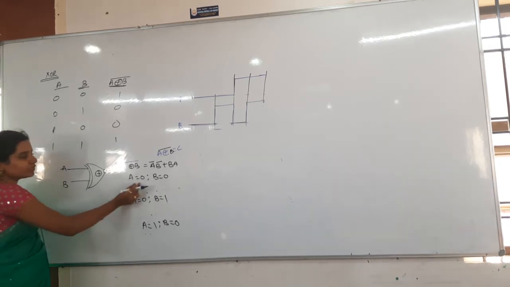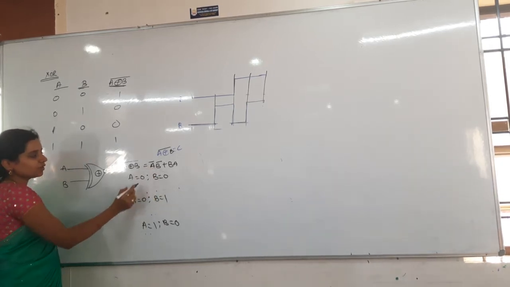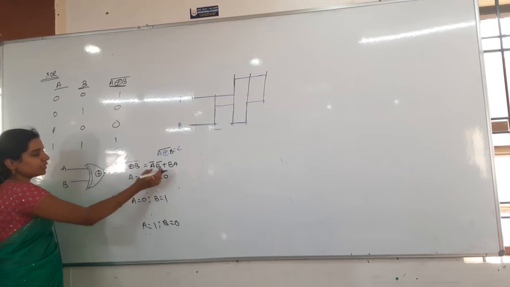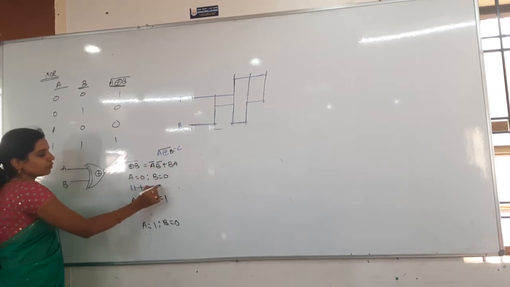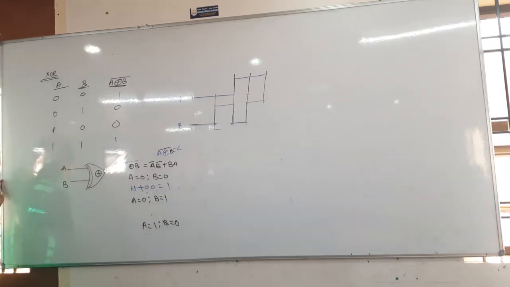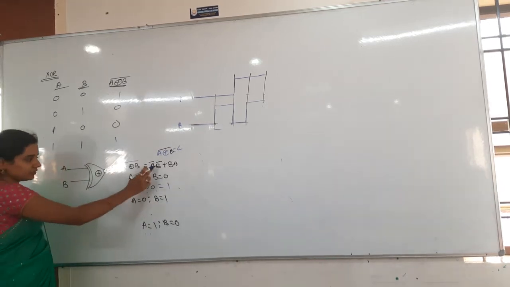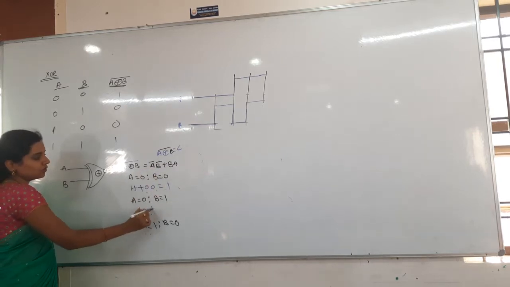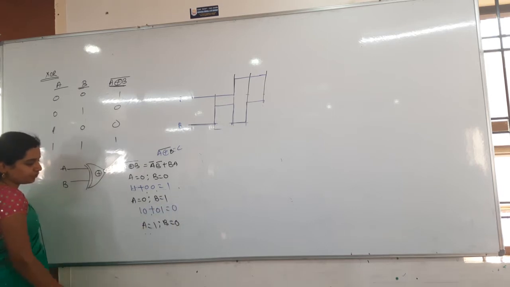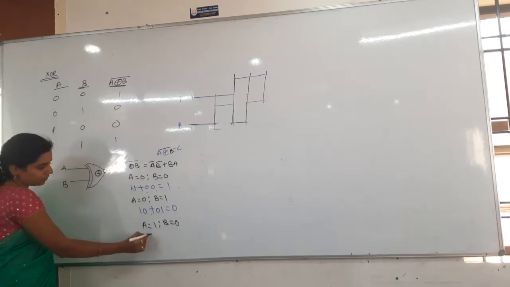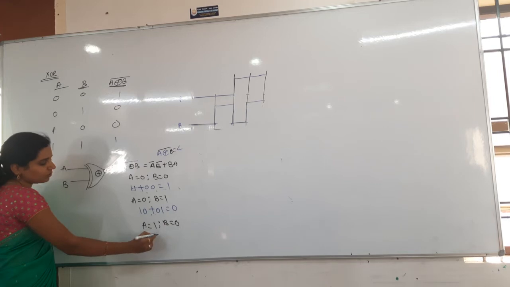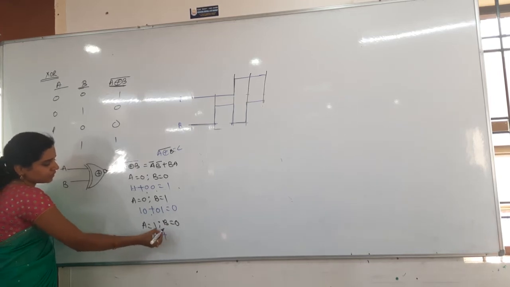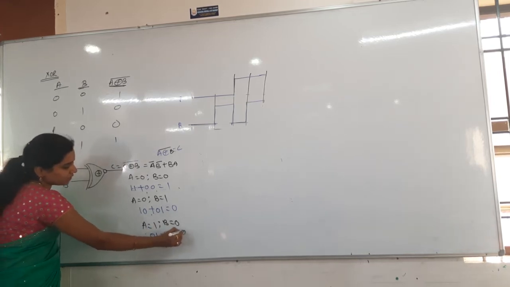Check that. A is 0, B is 0, 0 bar, how much? 1. Again 0 bar is 1, plus 0 and then 0, how much answer will you get? 1. Then the next case is 0 bar, how much? 1. 1 bar, how much? 0. Plus, the next case is AB as it is, you have to take, how much answer is it? 0. Then the next case is 1 bar, 0 and then 0 bar, 1, plus AB as it is, 1 0, then what is the answer you will get?